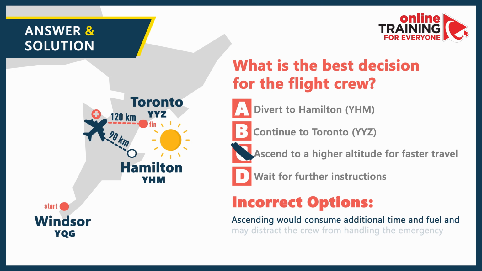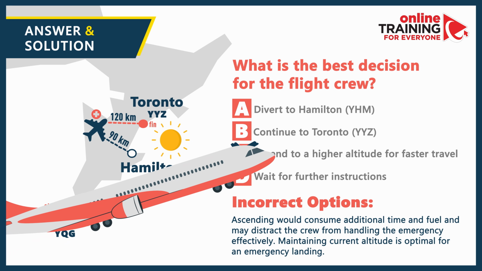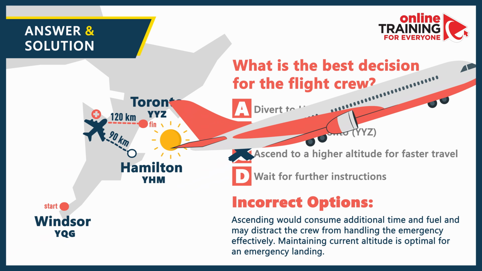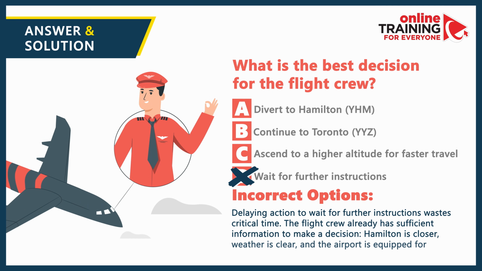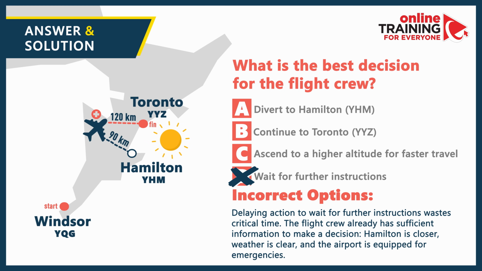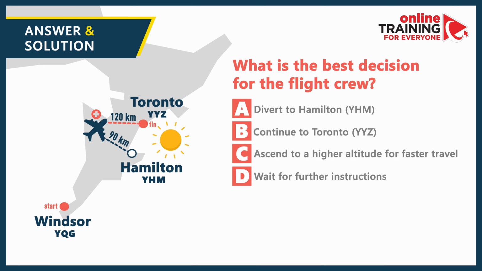Choice C seems logical, right? Ascend to higher altitude for faster travel. Well, the reality is ascending would consume additional time and fuel and may distract the crew from handling the emergency effectively. Choice D, wait for further instructions, is also incorrect, because it wastes critical time. The crew has to make a decision. Hamilton is closer, weather is clear, and the airport is equipped for emergencies. So what is the solution then?